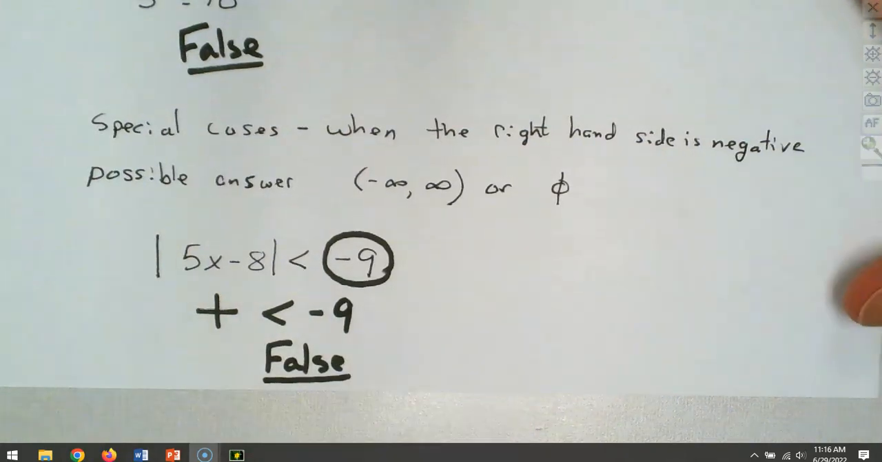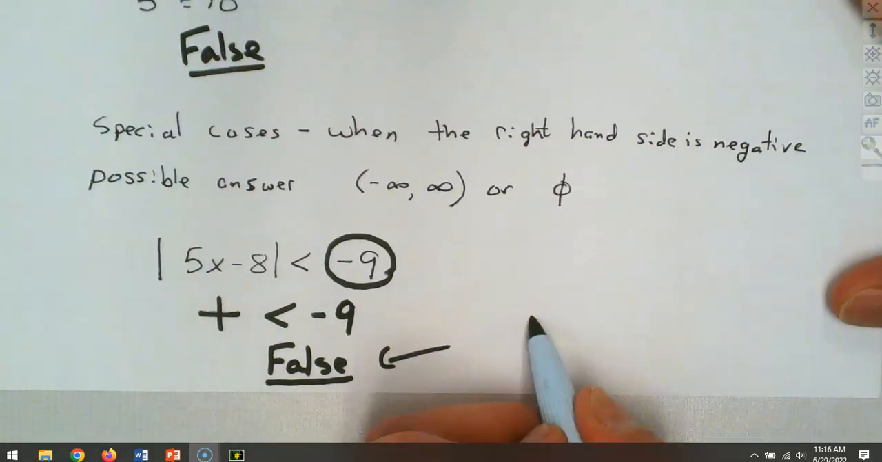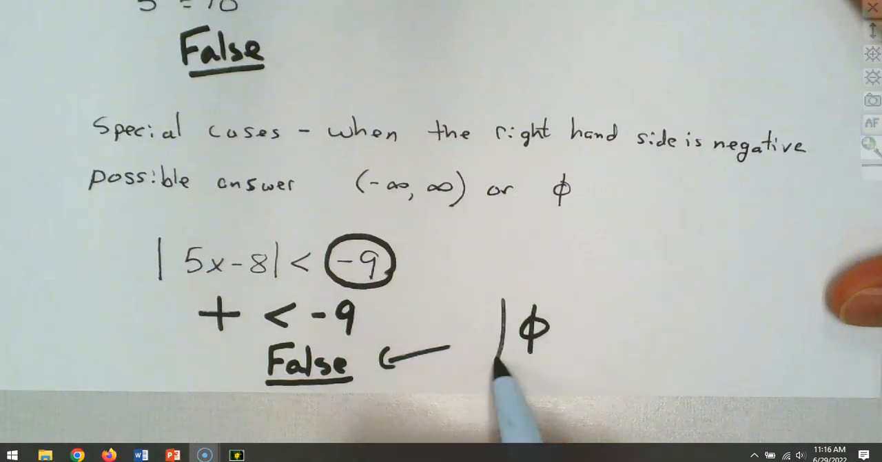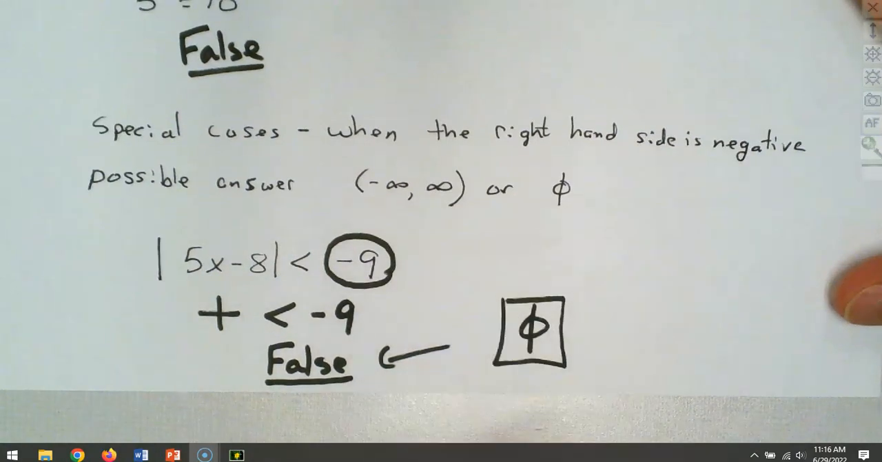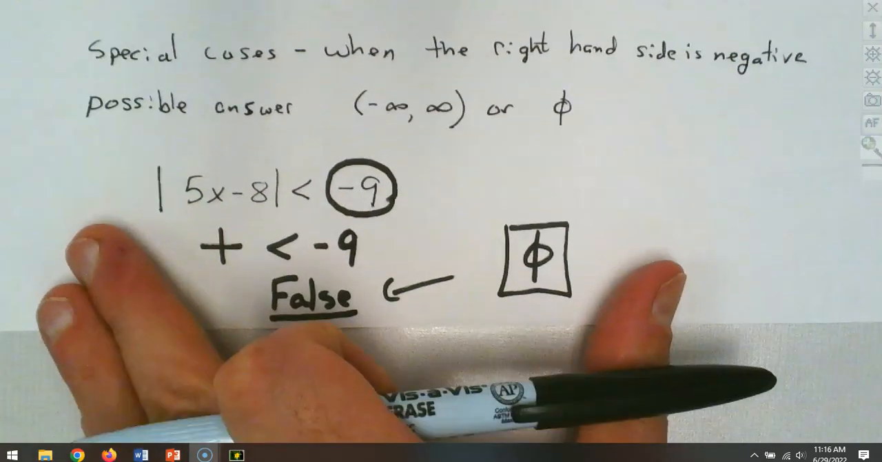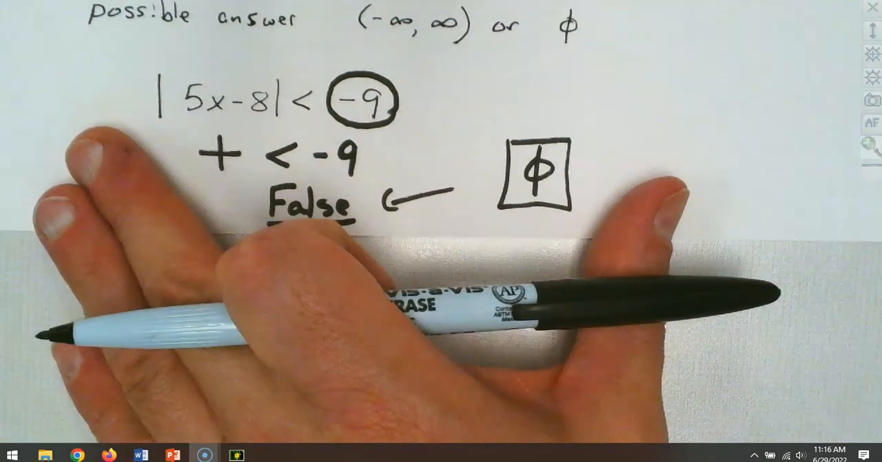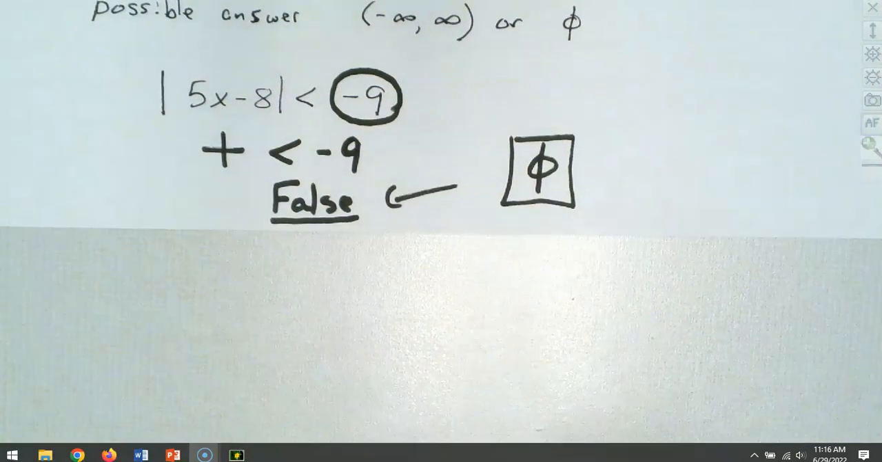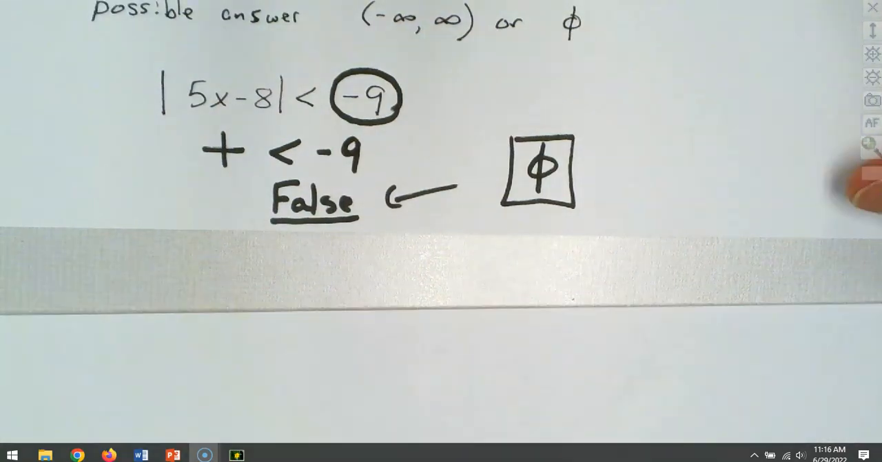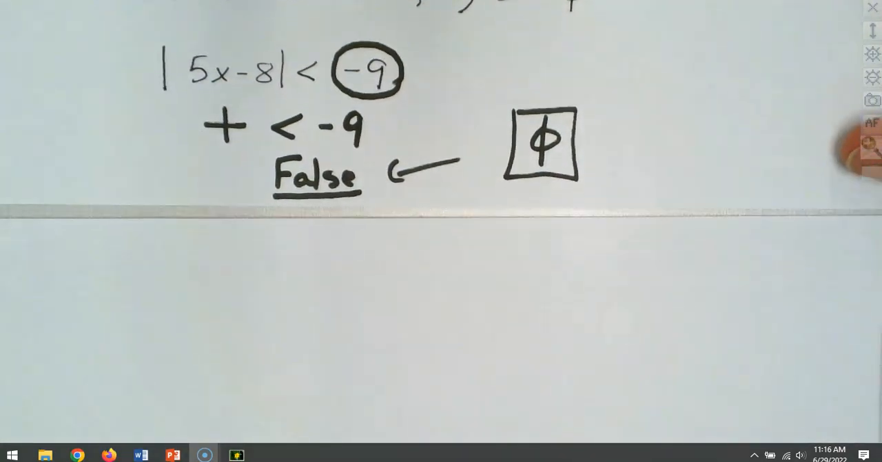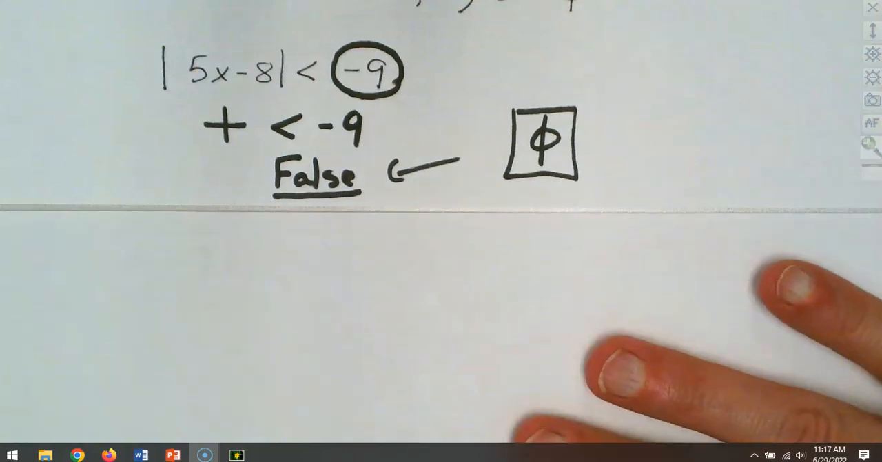Now, if it is false, then that means you have no solution. And that's it. When it's a negative number on the right-hand side, it's either everything or it is nothing. There's no in between. It's all or nothing. And we don't have to solve them. We don't even care what's inside. All we care about is making it positive and seeing if it's true or if it's false.